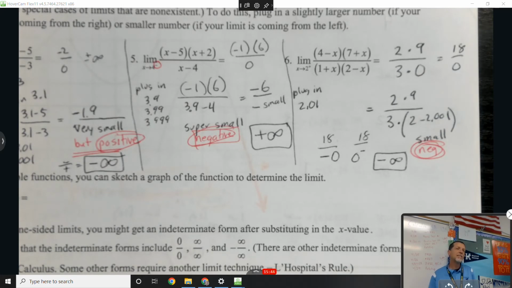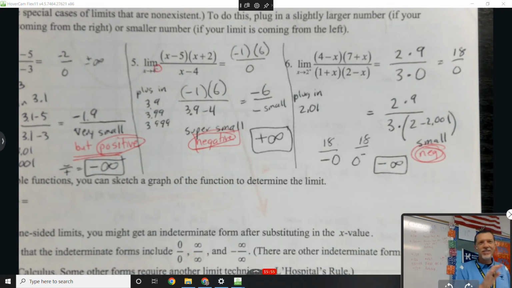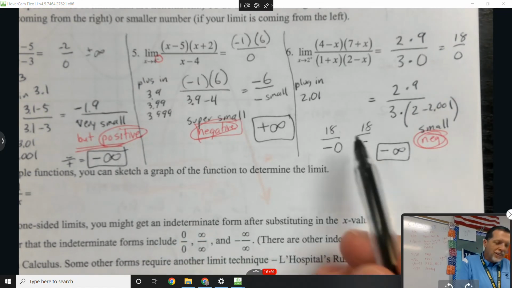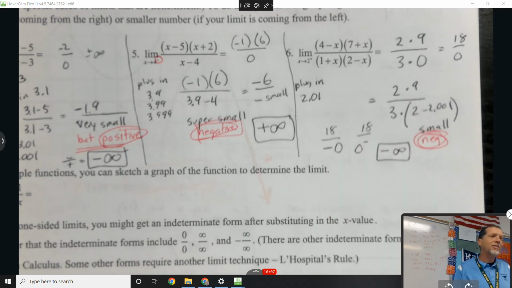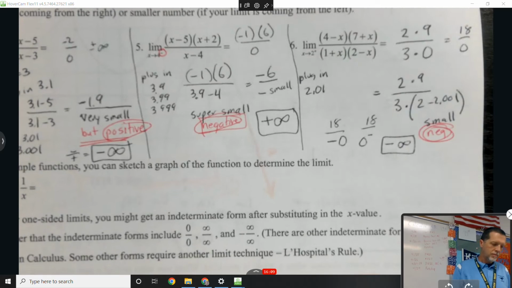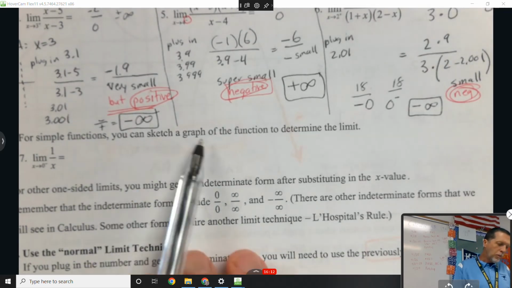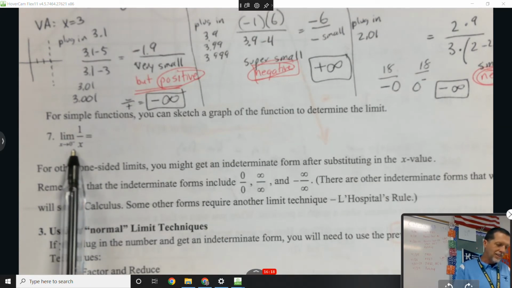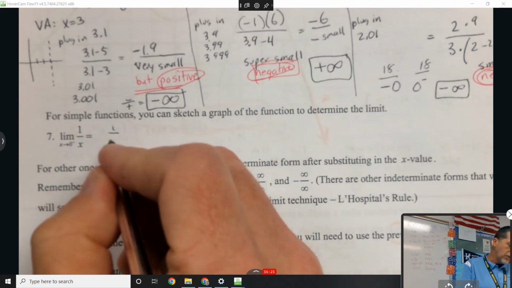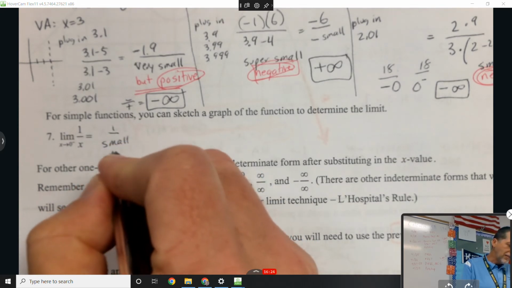So does it just happen to be that there's positive on both the right and the left right now? No, you're looking for patterns, and I like you looking for patterns, but you've got to plug in. As you get better at this, you're not going to be writing all of this; you're just going to look at it and say, oh, it's going to be a little less than 0, so it's negative. For simple functions, you could sketch a graph. I think I would still just plug in a little less than 0. 1 over small but negative means negative infinity.